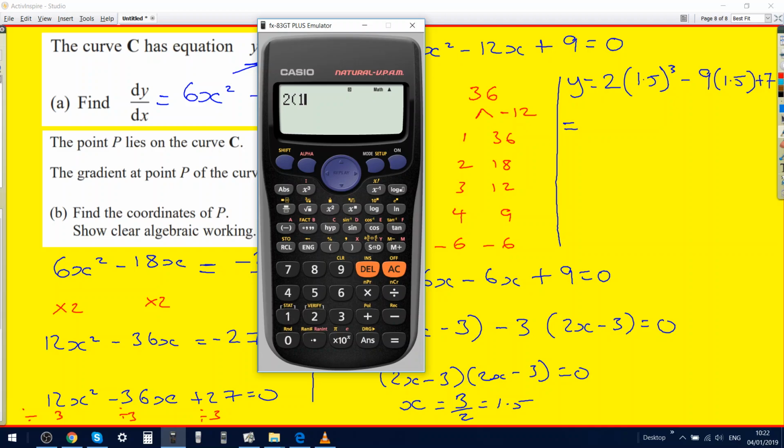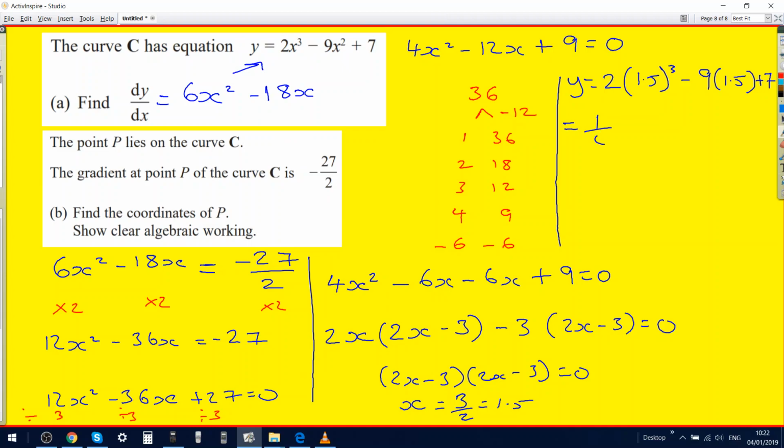to 1.5 cubed minus 9 1.5 7. There you go, quarter. And so what's the coordinates of P?